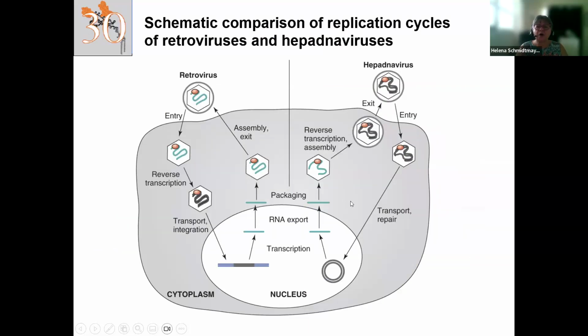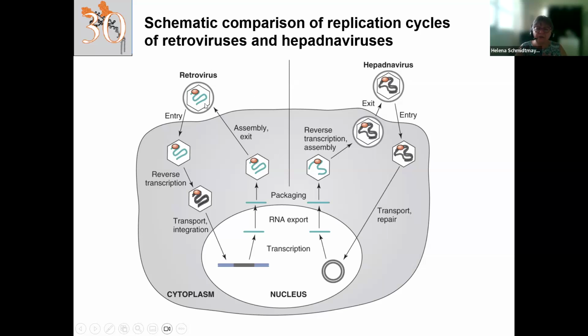Now let's compare replication cycles of retroviruses and hepadnaviruses, two families which use reverse transcriptase. However, they are very different. Retroviruses' genome is single-stranded RNA. Genome of hepadnaviruses is partially double-stranded DNA. So also usage of reverse transcriptase is different.